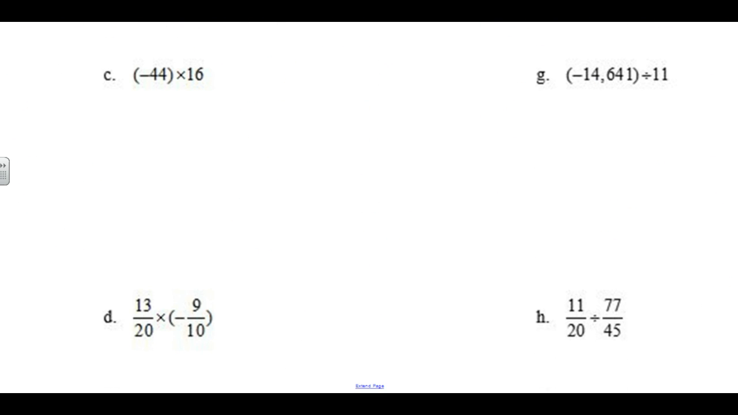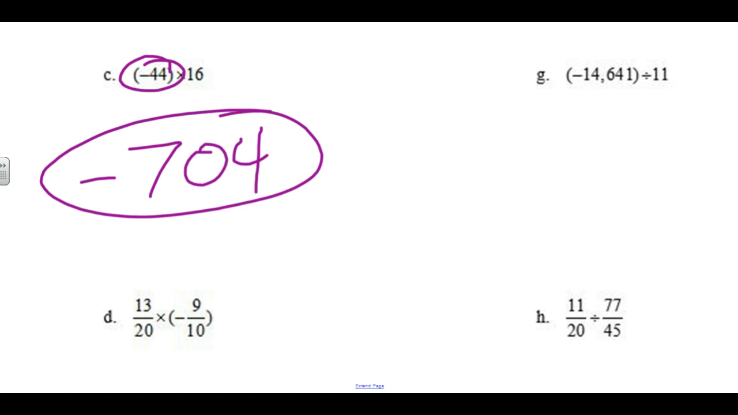Now for C, D, G, and H. For C, we have 44 times 16. When you actually do that multiplication, you're going to get 704. One of them is negative, and only one. They have different signs, so it's negative 704. Let's look at letter G now.